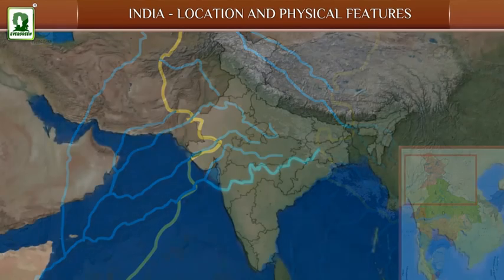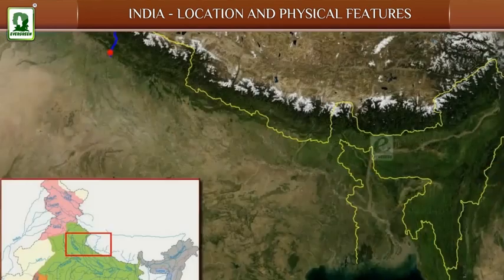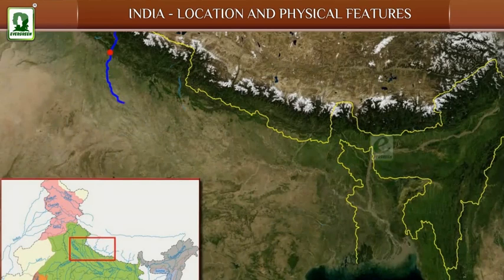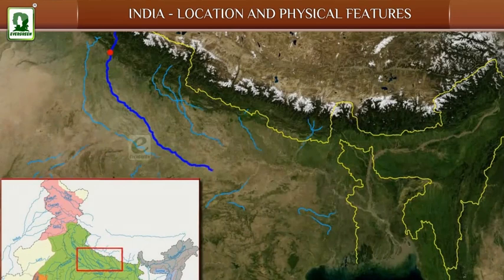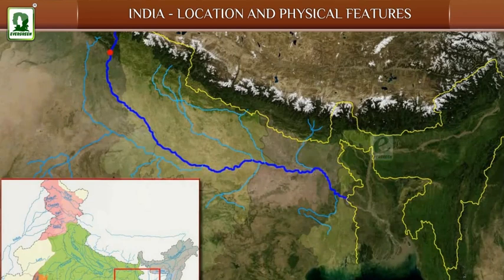The Ganga Plain. The Ganga plain, drained by river Ganga and its tributaries, is the most extensive part of the northern plains. It covers the states of Uttar Pradesh, northern Madhya Pradesh, Bihar, and West Bengal. The main tributary of river Ganga is Yamuna. The other tributaries are Ghagra, Gandak, Son, Kosi, and Damodar.